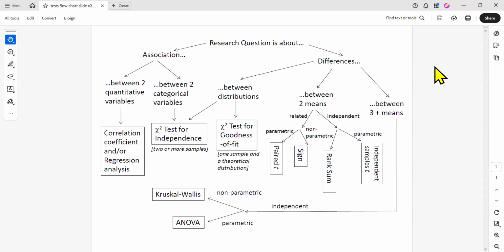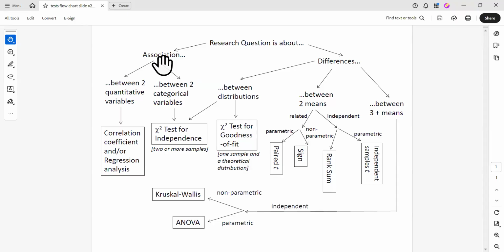This diagram says research question is about ... at the top, and then it has an arrow pointing to the left towards the word association, and an arrow to the right pointing to differences. So we'll start on the right-hand side. Now this differences side has 3 arrows pointing down from it. So we have a research question about differences, and there are 3 categories.